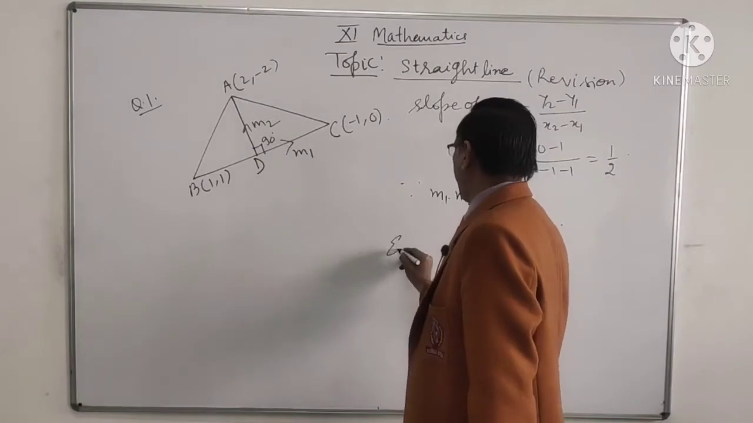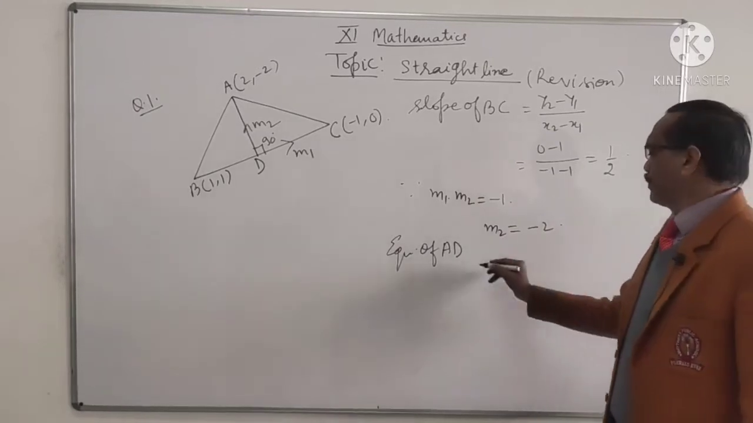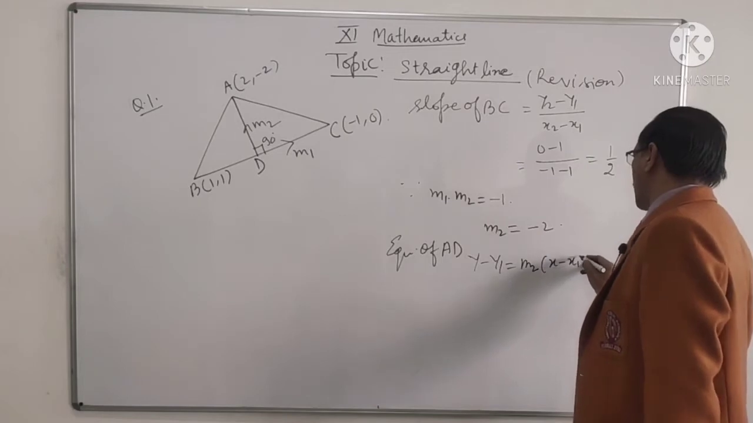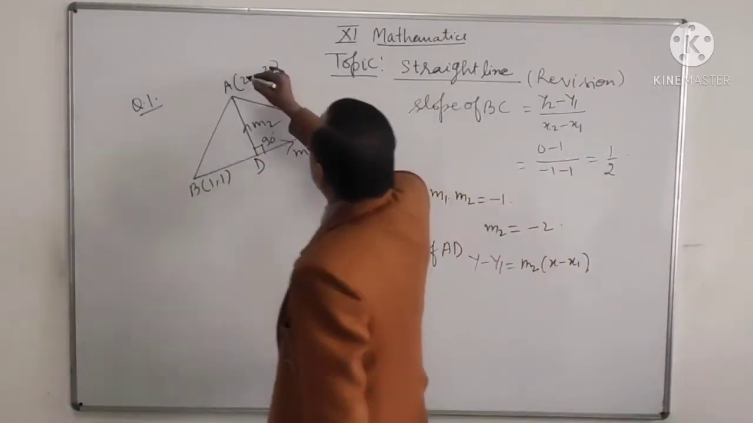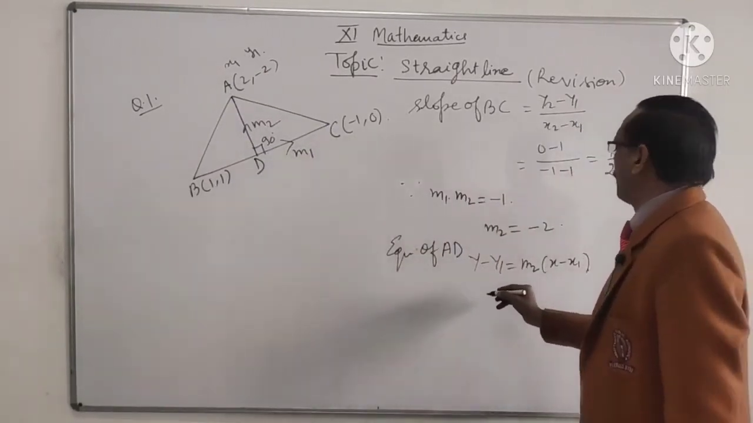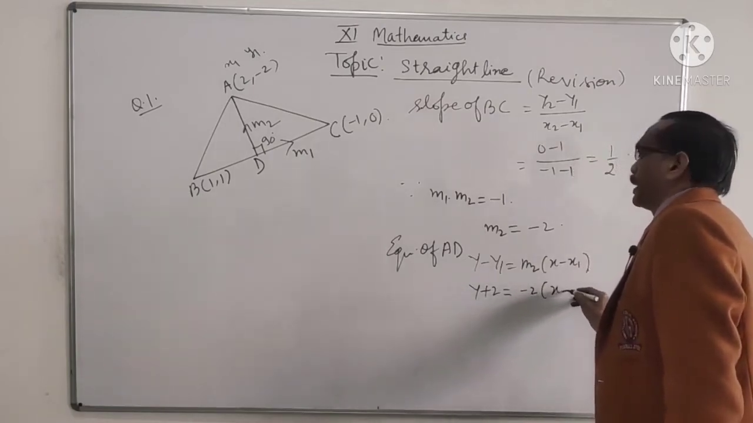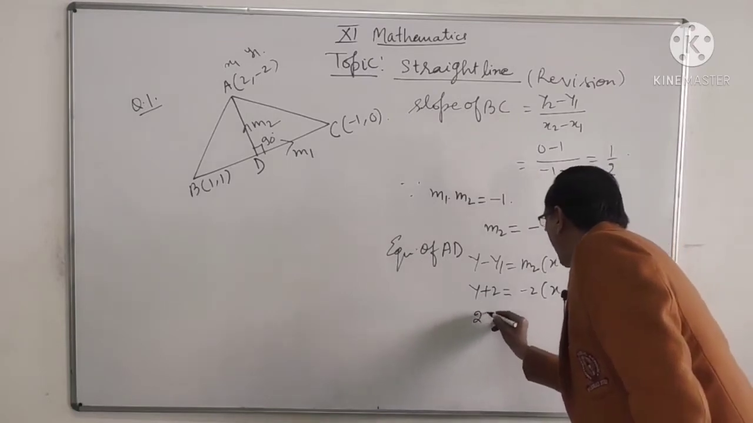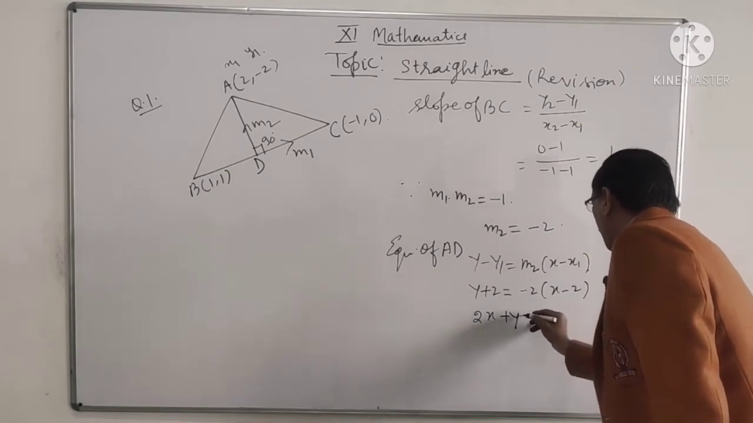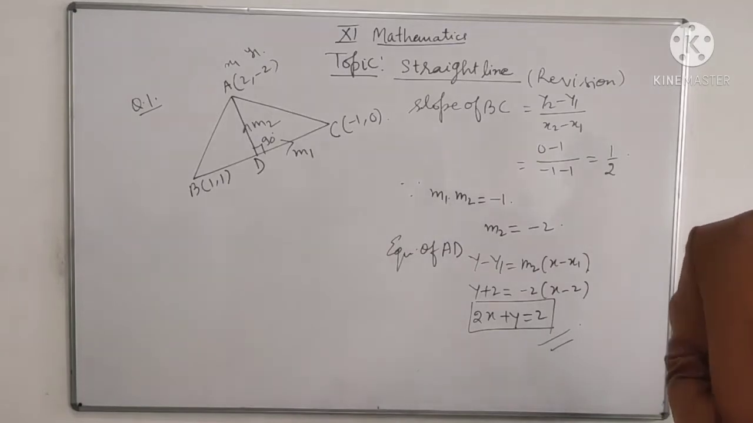Now equation of AD, by using one point form, is y minus y1 equals m2 into x minus x1. Let's suppose this is x1, y1. So it is y plus 2 equal to -2 into x minus 2. So it is 2x plus y equals 4 minus 2, equal to 2. It is the required equation of the altitude.